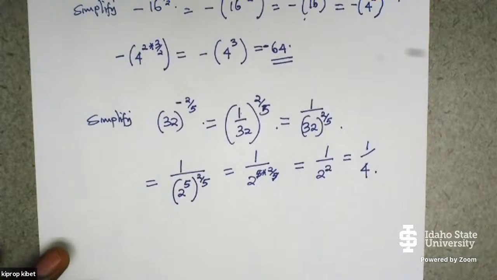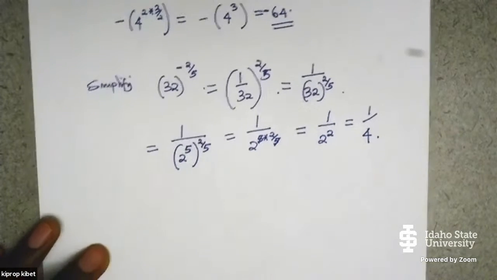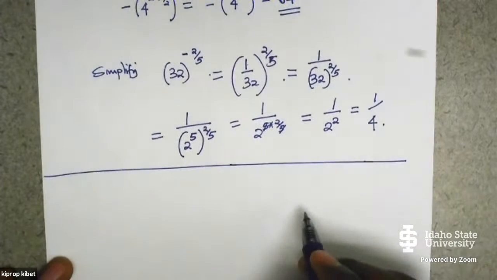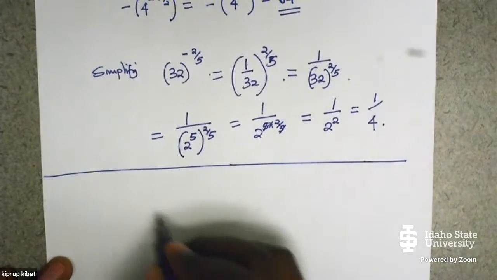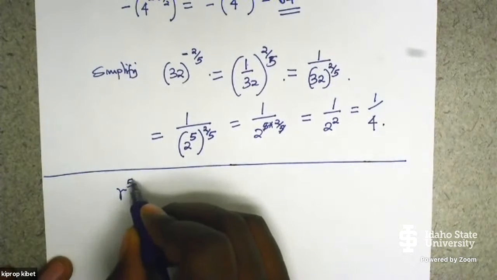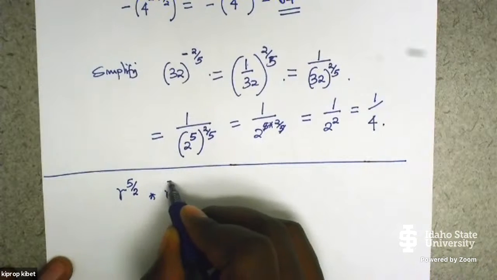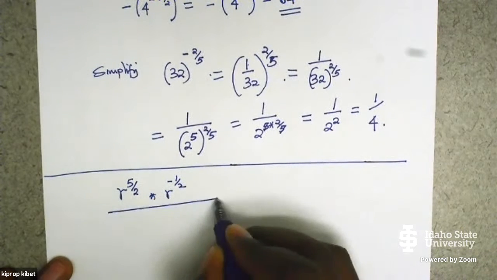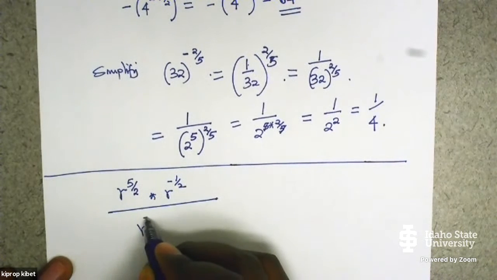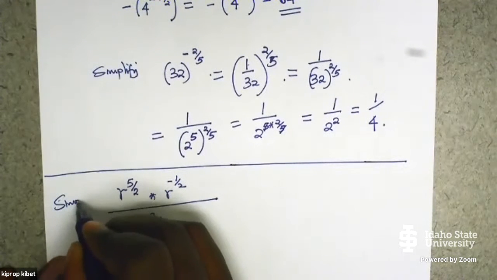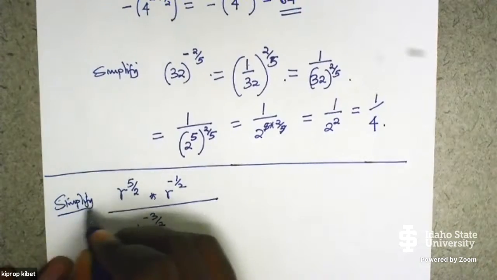Any question up to that? Another example, if we have r raised to 5 all over 2 multiplied by r raised to -1 over 2 all over r raised to -3 all over 2. Simplify.